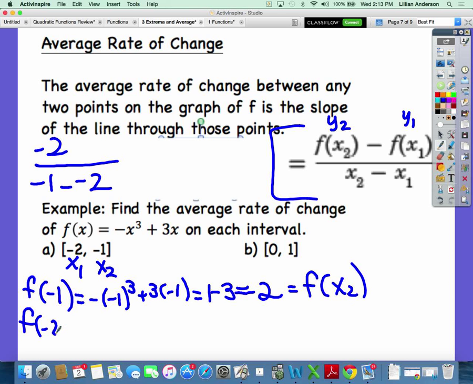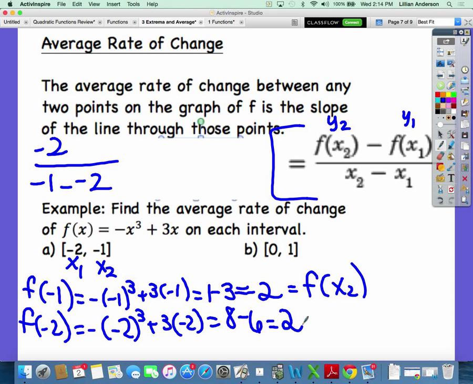I do the same thing for -2. I plug that in. -2 cubed. -8 times the negative on the outside. 3 times -2. 8 minus 6 is. So that is f of x1. So all I did was just plug in and evaluate. This is what we did on Monday. Or last week.